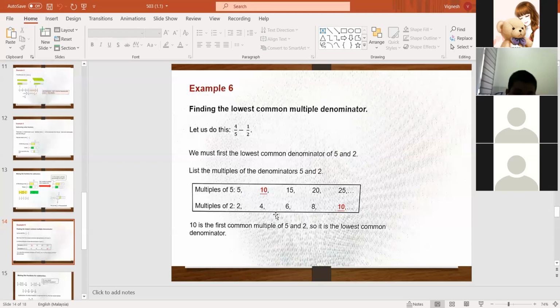And then for 2: 2, 4, 6, 8, 10, 12, 14, 16, 18, 20, 22. So don't waste your time. Once you get the first common multiple of 5 and 2, which is 10, just stop. Understand or not? Just stop there. So 10 must be the lowest common denominator. So you can use the 10 for your new denominator. Understand or not, class?